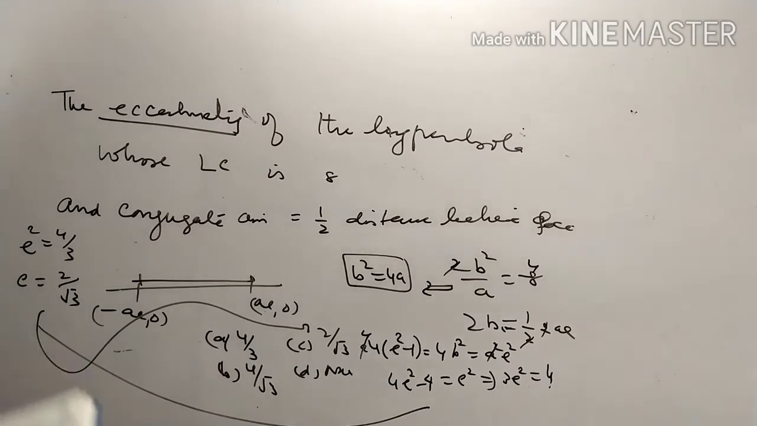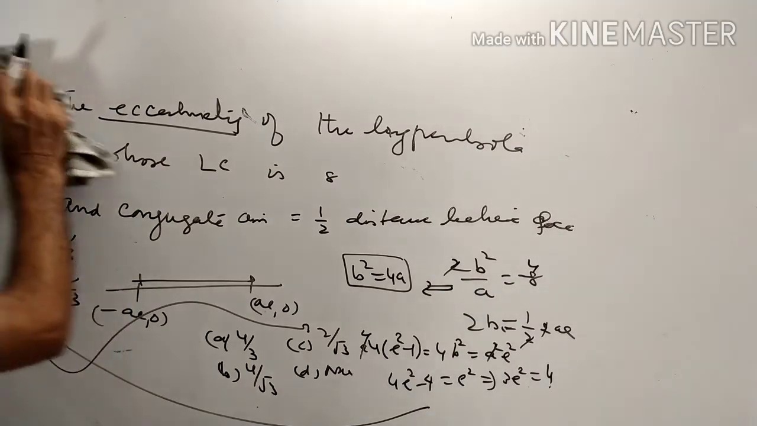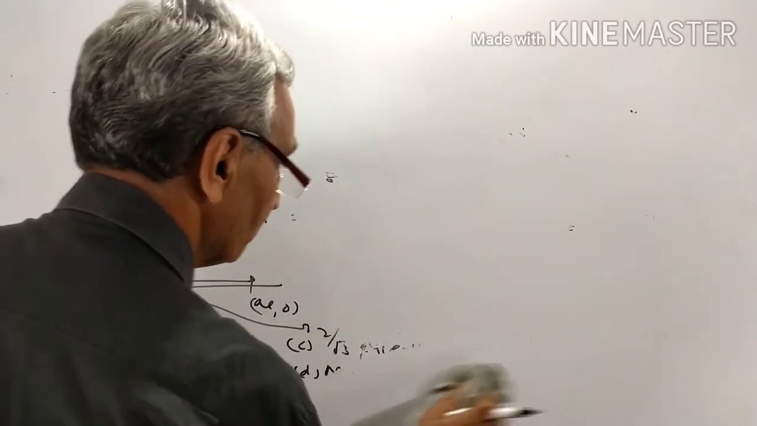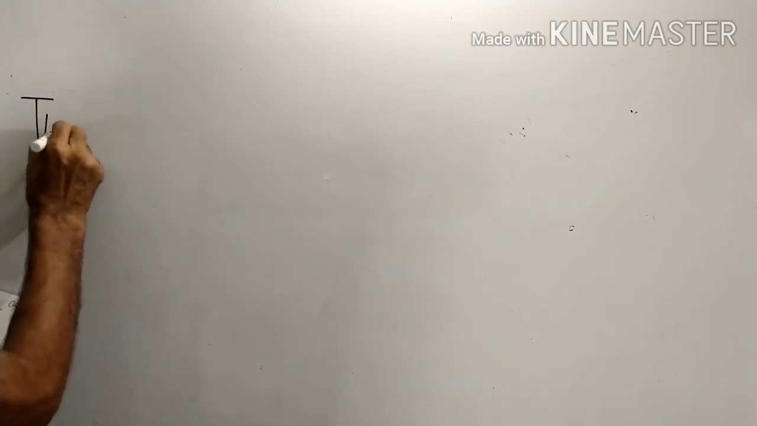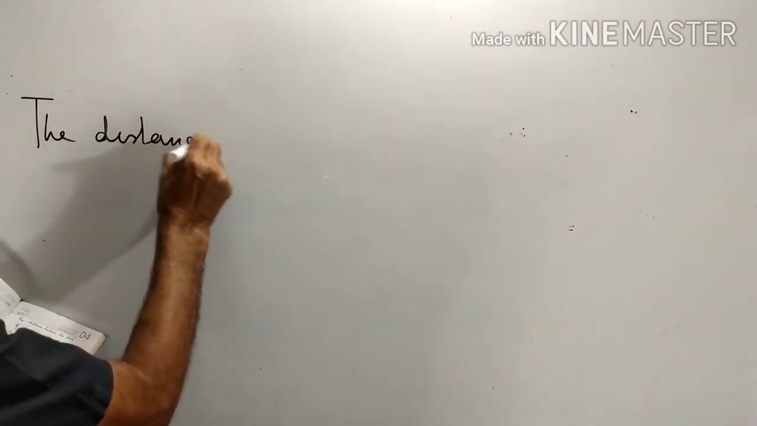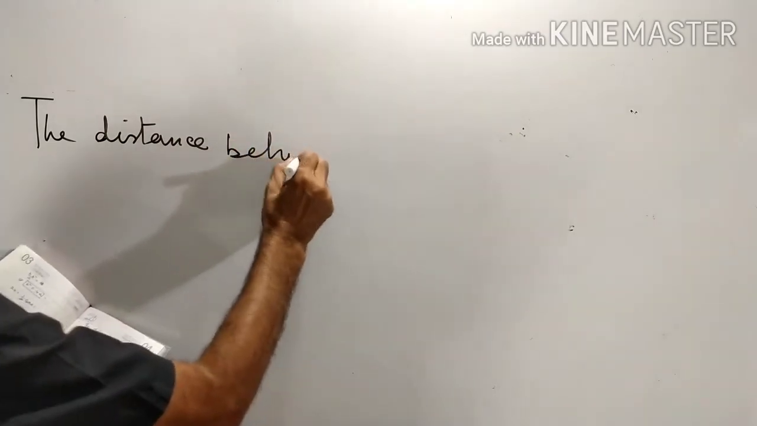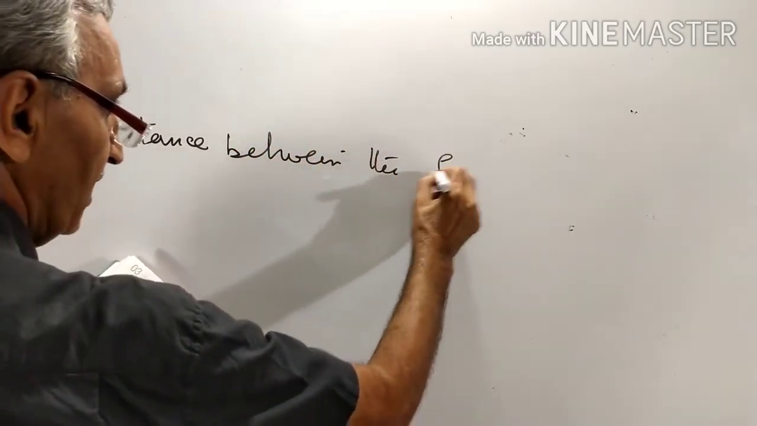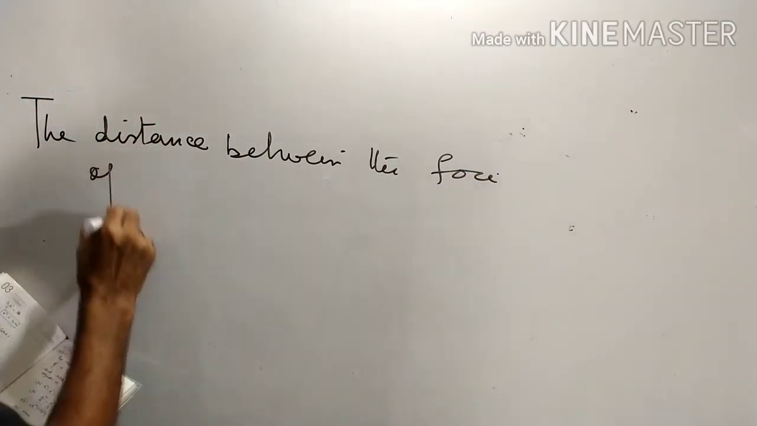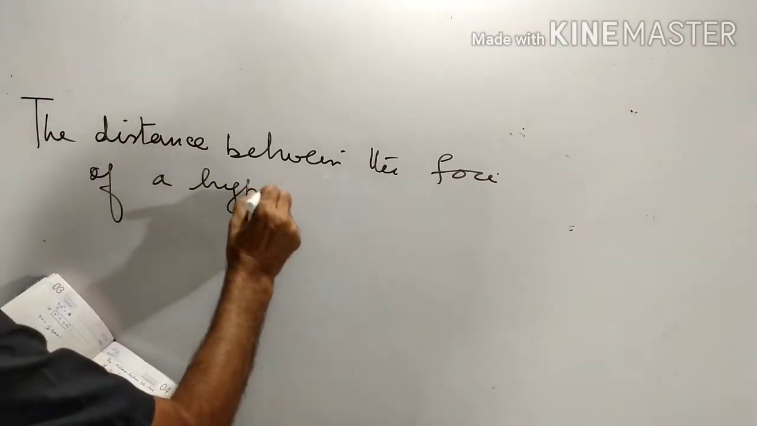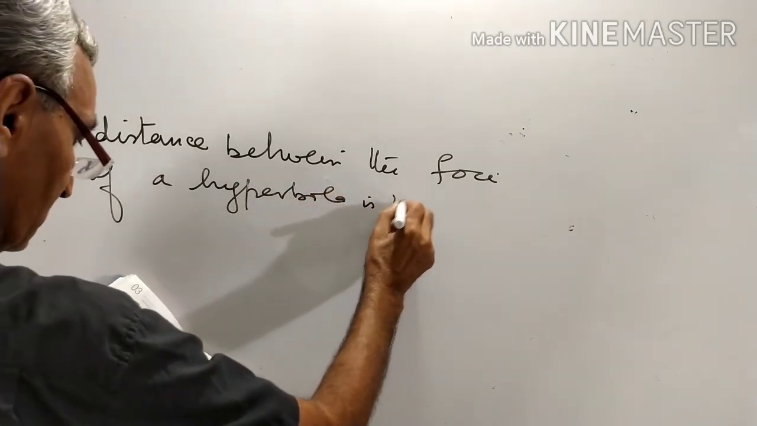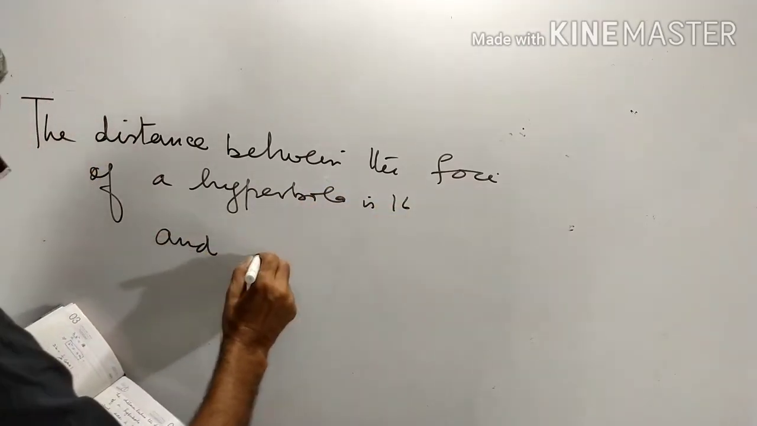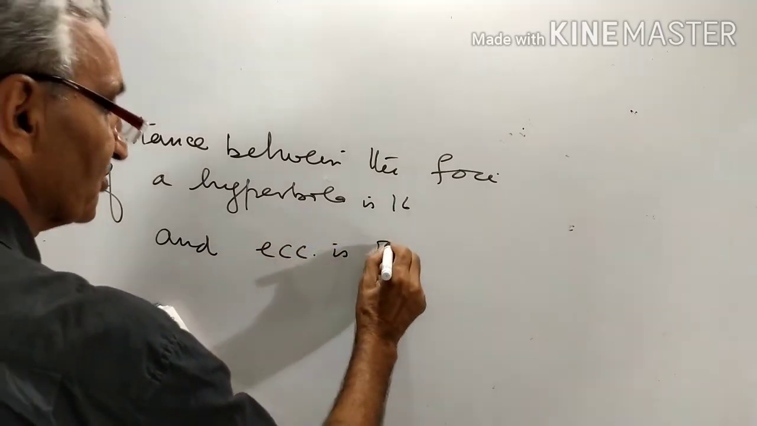So here the question was asked about the latus rectum and distance between the foci. Let me do the last question, and the last question is again involving the distance between the two foci, and this is all about the hyperbola and coordinate geometry. The distance between the foci of a hyperbola is 16 and eccentricity is under root 2.